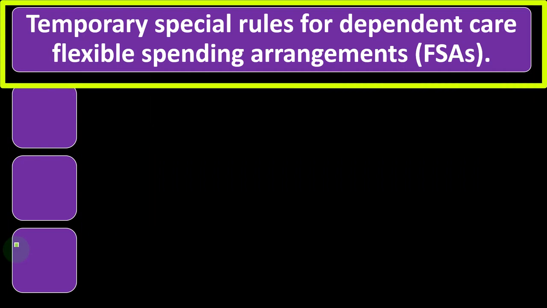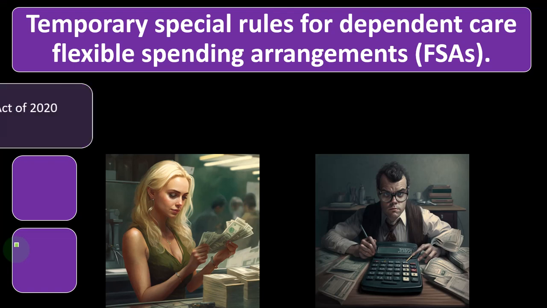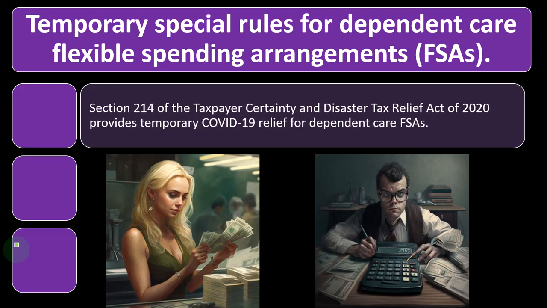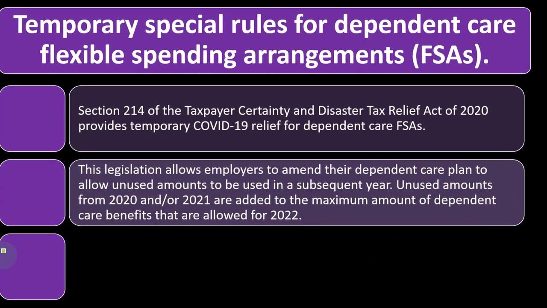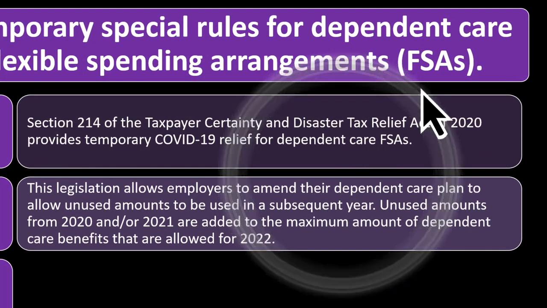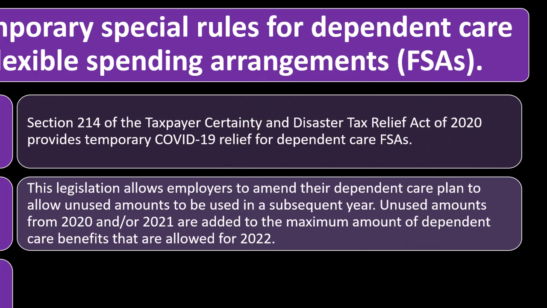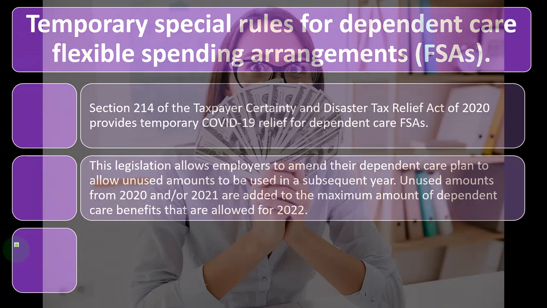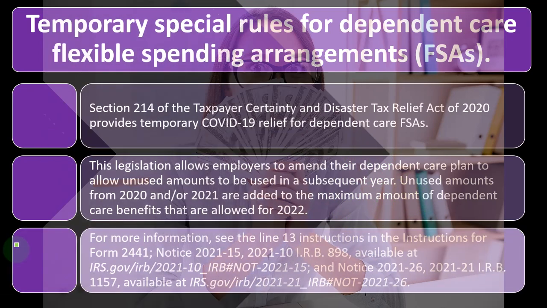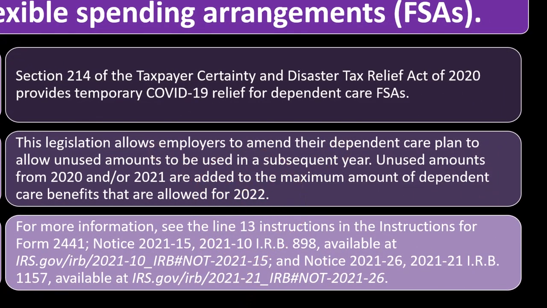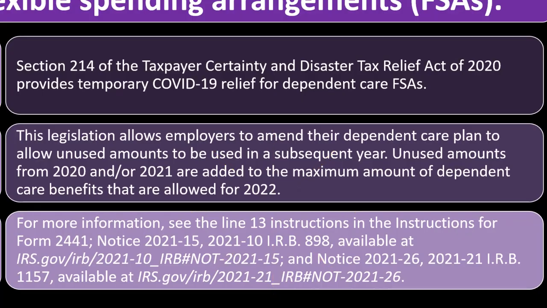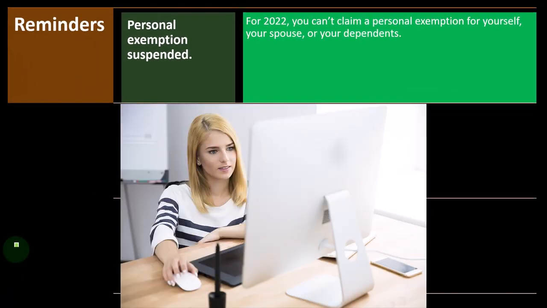Temporary special rules for dependent care flexible spending arrangements, FSAs. Section 214 of the Taxpayer Certainty and Disaster Tax Relief Act of 2020 provides temporary COVID-19 relief for dependent care FSAs. This legislation allows employers to amend their dependent care plan to allow unused amounts to be used in subsequent years. Unused amounts from 2020 and/or 2021 are added to the maximum amount of dependent care benefits that are allowed for 2022. For more information, you can see the line 13 instructions in the instructions for Form 2441, Notice 2021-15, 2021-10, and there's some more information you could take a look at here if you want to dive into that in more detail.